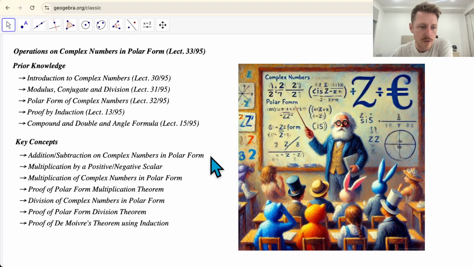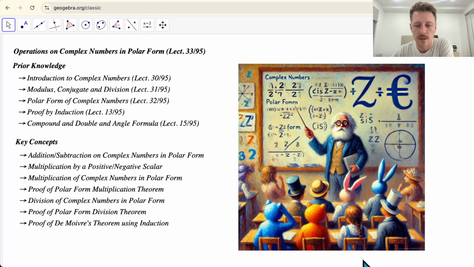So the key concepts we'll cover in this video are addition and subtraction of complex numbers in polar form, multiplying a complex number in polar form by a positive or negative scalar, multiplication of complex numbers in polar form. So when you multiply 2 complex numbers together that are in polar form, we'll do a proof of that. Then we'll look at division of 2 complex numbers. We'll also do a proof of that. And then the proof of de Moivre's theorem using induction.